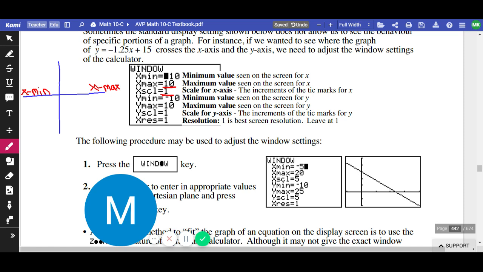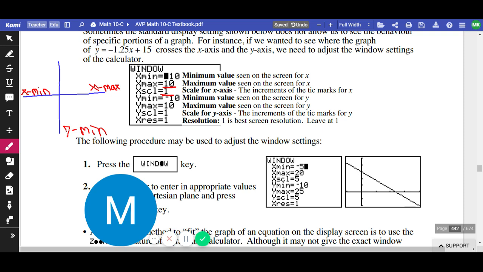Your Y minimum. Your Y minimum is asking you how far down you want to see on your graph. If I wanted to see really low, I would change it to something. I'm just going to leave it at -10 because I think that was low enough. It was a pretty good standard limit.